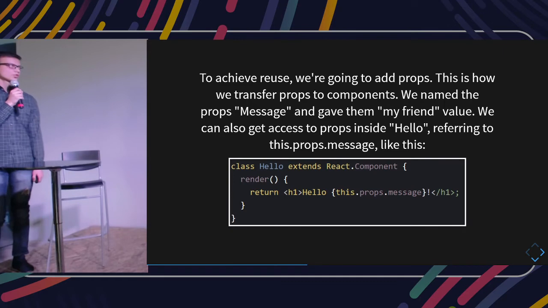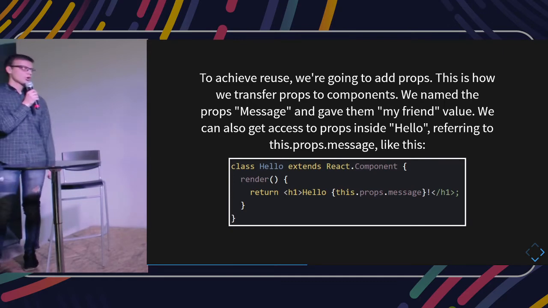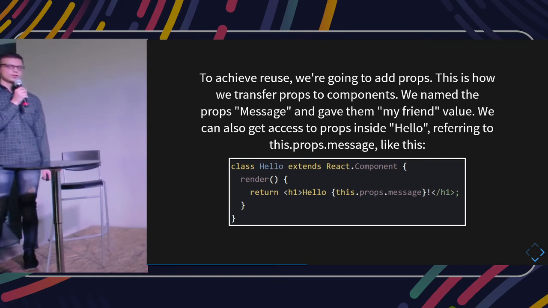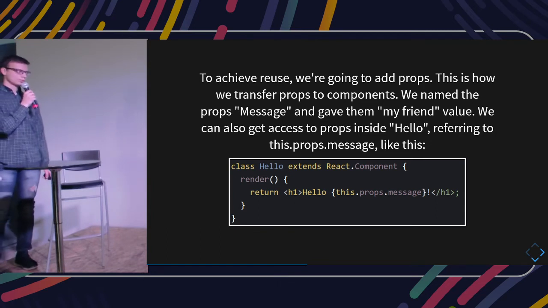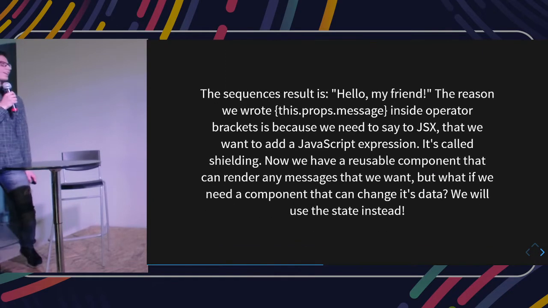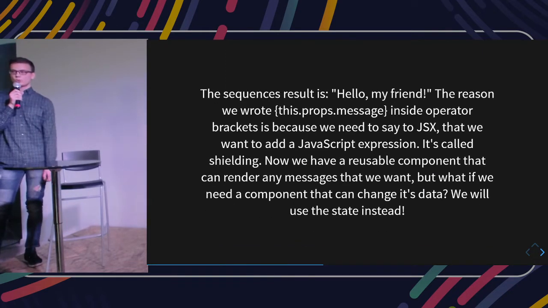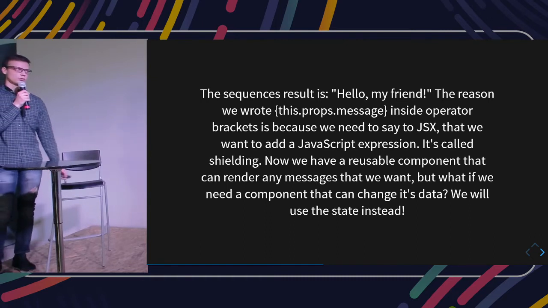To achieve reuse, we're gonna add props. This is how we transfer props to components. We named the props message and gave them the value my friend. We can also get access to props inside hello, referring to this.props.message like this. This is an example. The result is hello my friend, the same as it was before, but we used props.